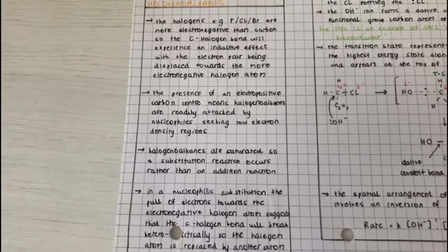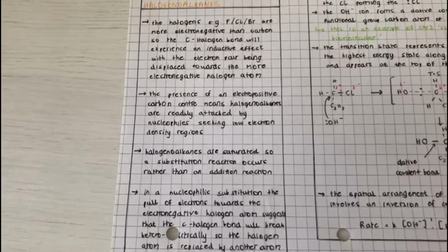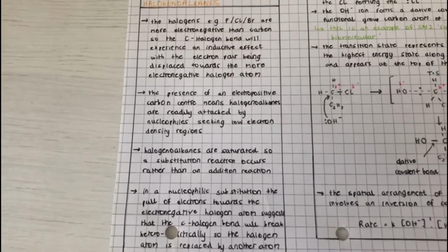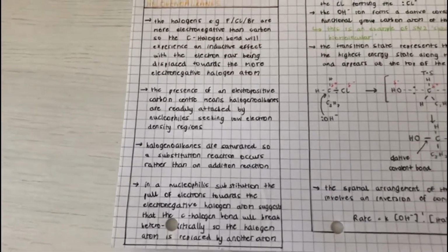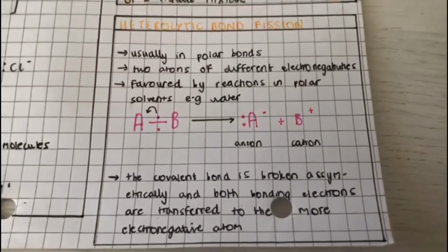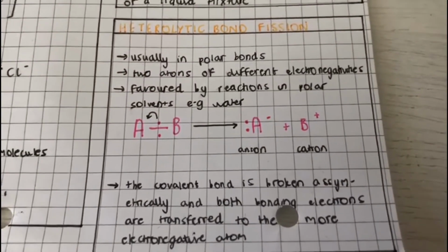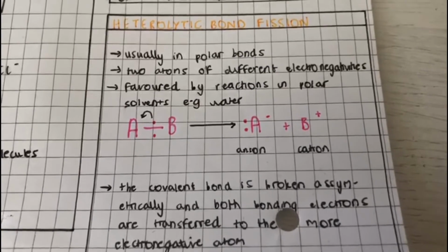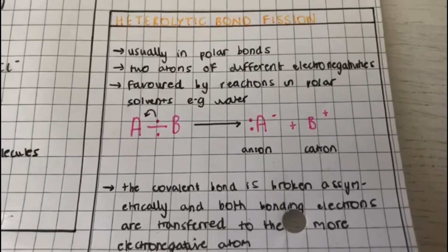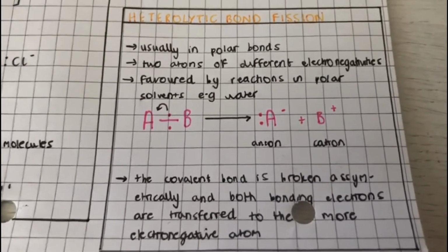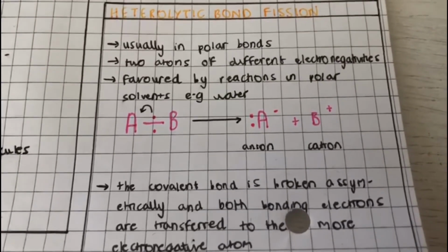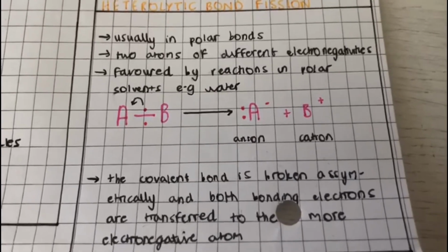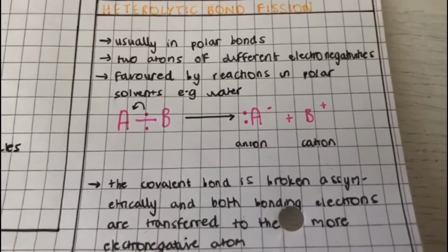Since there is polarity in the carbon to halogen bond, and the electrons are displaced towards the halogen atom, we will expect the bond to break heterolytically, therefore meaning the halogen atom is replaced by another atom. Heterolytic bond fission occurs in halogenalkanes like we've just covered, and this is due to the bond polarity and the electrons being displaced towards the more electronegative atom. Because of this uneven distribution of electrons, we expect the bond to break asymmetrically, and both the bonding electrons are transferred to the more electronegative atom, as we can see in A.